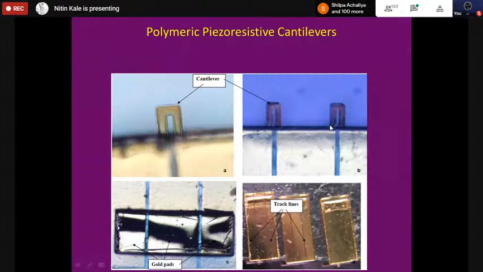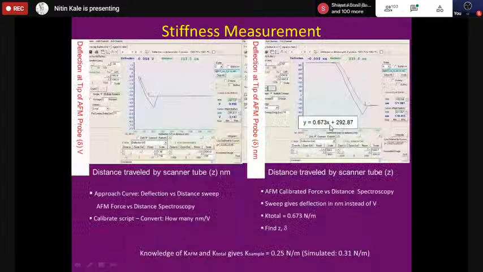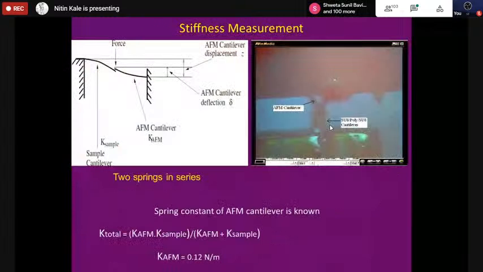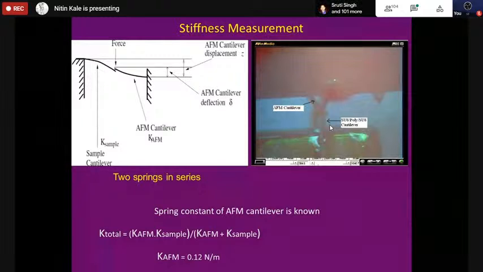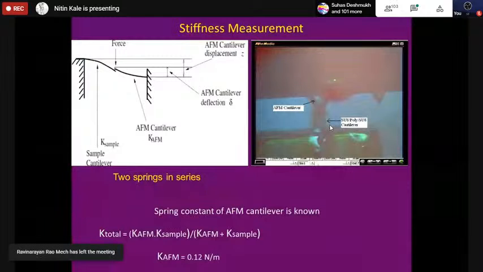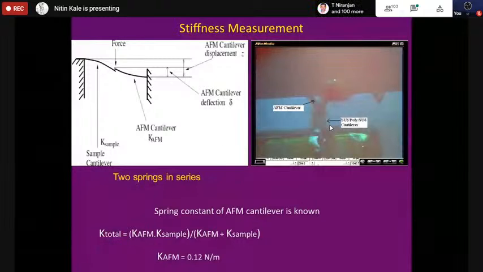Now, this device needs to be characterized. When I say characterization, I would like to find the stiffness of the device. So what we do is bend the cantilever with another cantilever whose stiffness, that is, spring constant, is known. These two cantilevers form a spring system in series. If you know the total stiffness and the stiffness of one cantilever, then you can find the stiffness of the cantilever that you had fabricated.